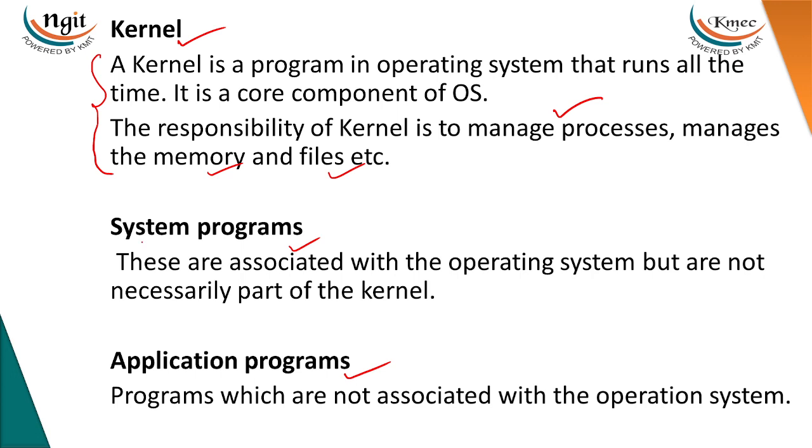System programs are the programs that are associated with your operating system but not necessarily part of your kernel. Then there are application programs, which we specifically call user application programs. These are not associated with the operating system. So the kernel is the core component of operating system. System programs support the operating system, but are not part of the kernel. Then there are user application programs, which are not part of the kernel and not part of the system programs. They are actually installed by the user.